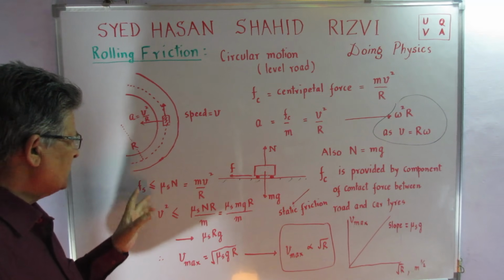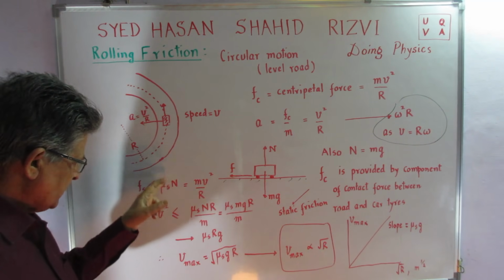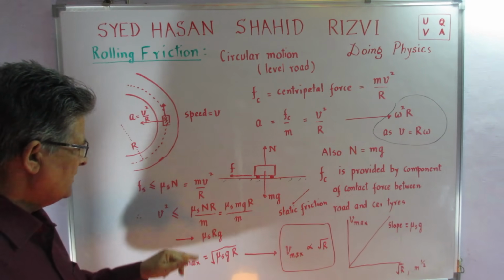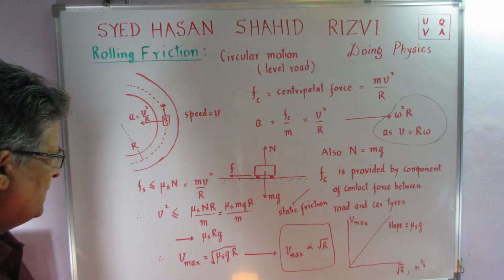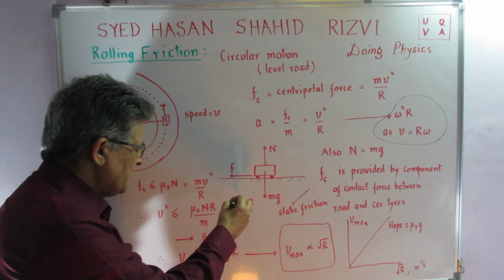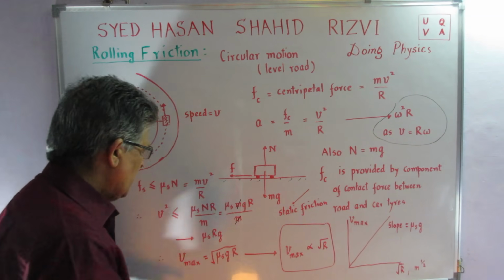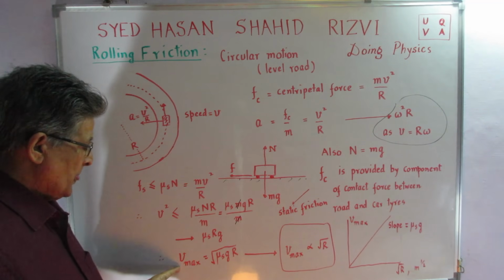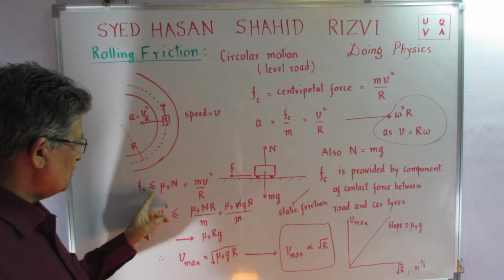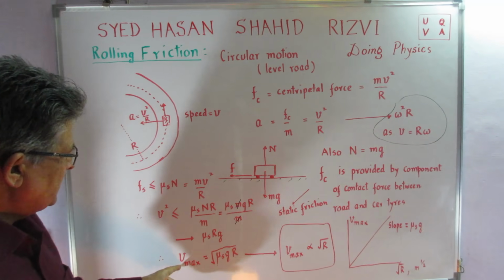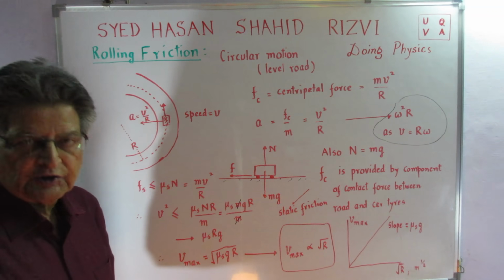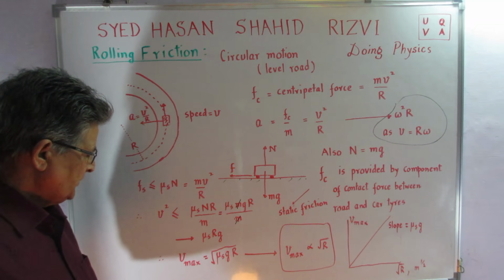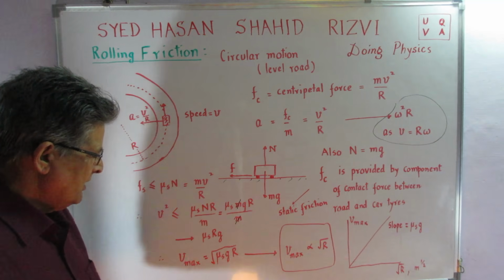So we can write that v squared, multiplying by r and dividing by m, equals mu s N r upon m. Of course, for N I am going to write mg, so m and m cancel out, and I get the relation mu s into r g. So v maximum, under the condition that Fs is equal to mu s into N, gives the maximum velocity which we can achieve for the target radius. This is equal to the square root of mu s into g r.